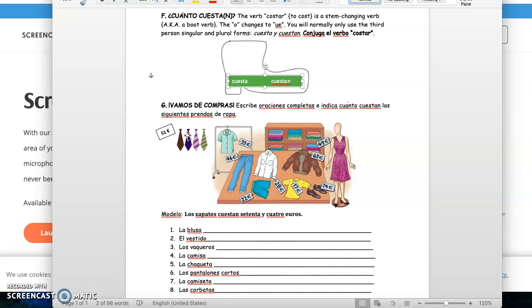Please write full, complete sentences. Write the number out in full in Spanish. Always end with the word euros and a period. You will then be able to check your answers on the answer key in the assignments that we post online.